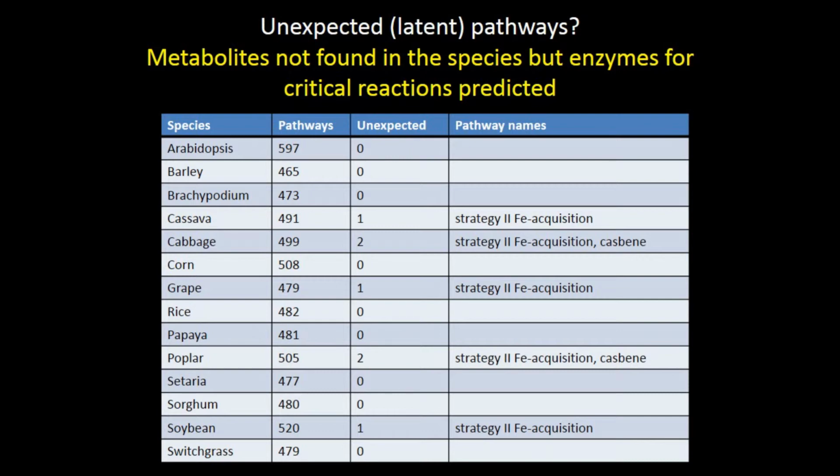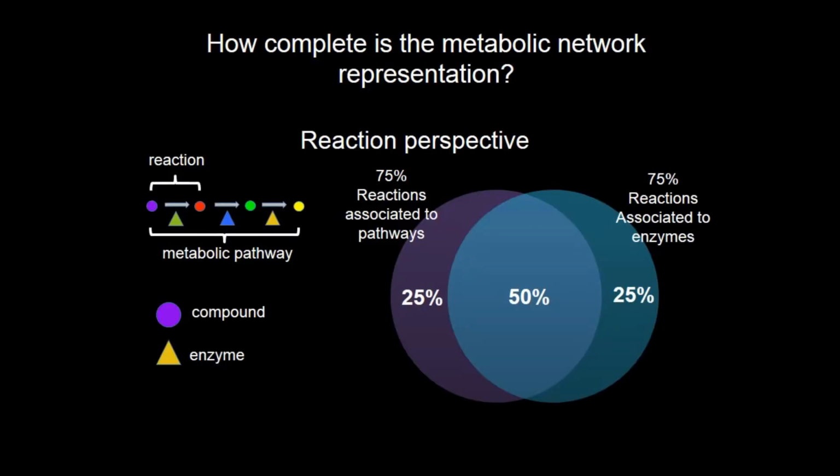But generally, we found that from surveying the entire metabolic content that we could predict with the state-of-the-art technology, we didn't really find evidence of unexpected or potential latent pathways. But that could be because our ability to predict the metabolic complement isn't really complete. And so one way of looking at how complete our reaction repertoire is, is to ask how many of those reactions that we predicted are associated to metabolic pathways.